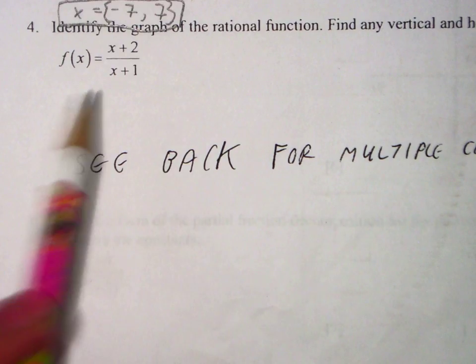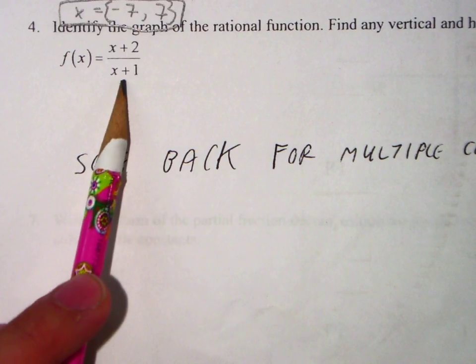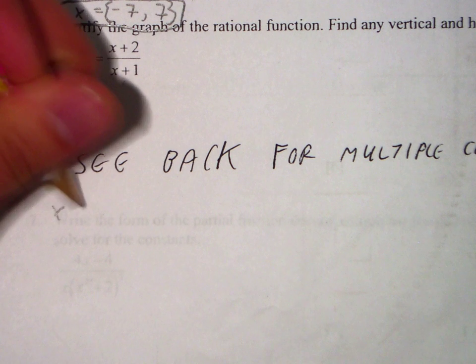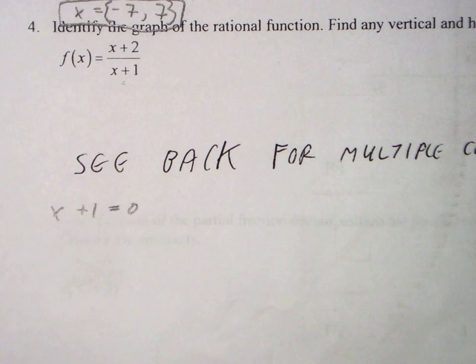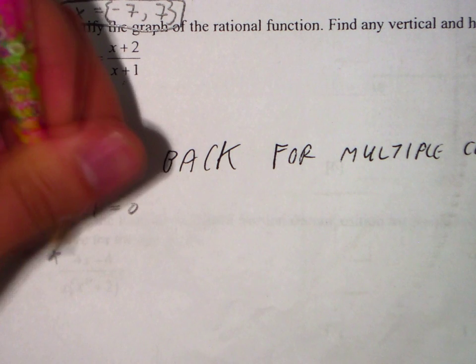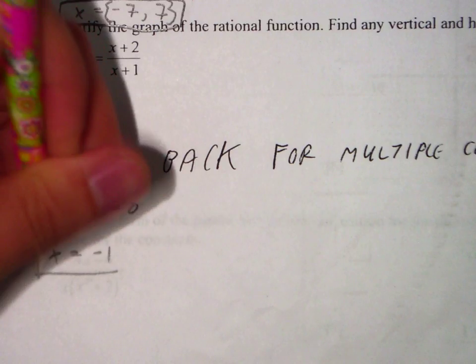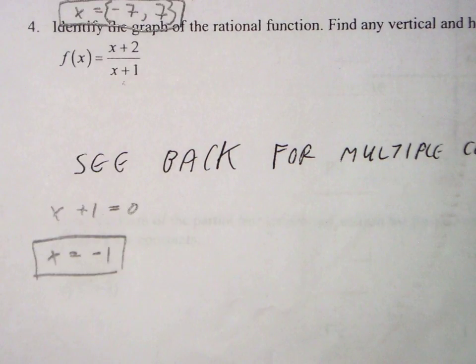Vertical asymptotes, again, we're looking at denominator is equal to 0. x plus 1 equal to 0. Therefore, x equals negative 1. Okay, that's my vertical asymptote.